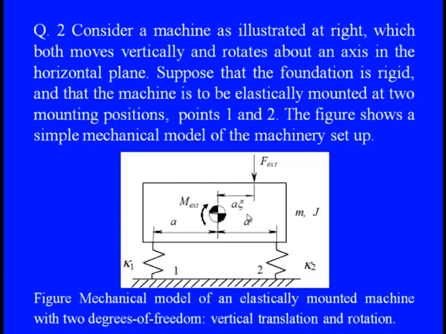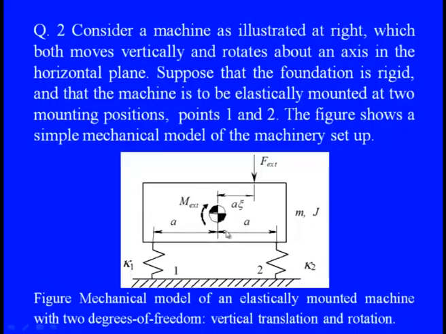the machine is to be elastically mounted at two mounting positions, as you can see, K1 and K2, at 1 and 2. The figure shows the mechanical model of an elastically mounted machine with 2 degrees of freedom, where the vertical translation and the rotation are being considered. The key feature is that this rotation point and these two elastic mounts are well balanced, because A and A distances are there from this point.